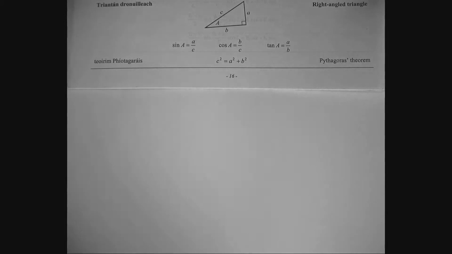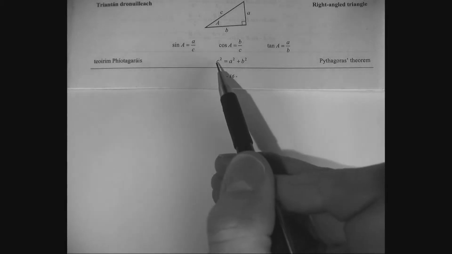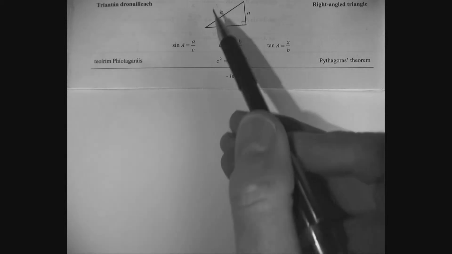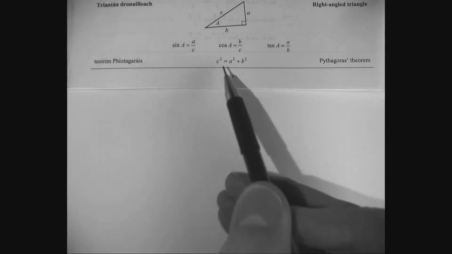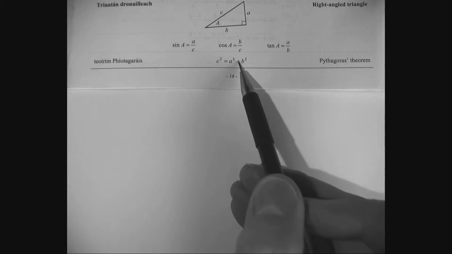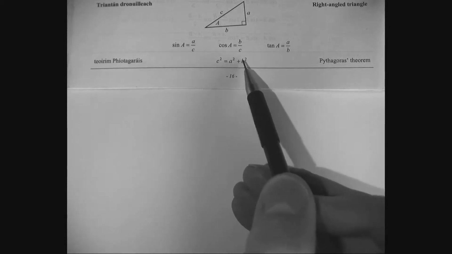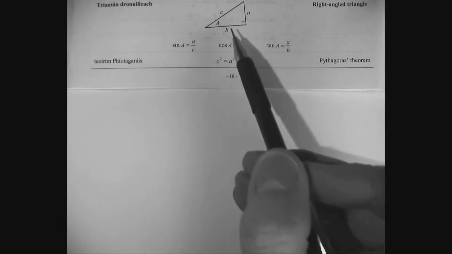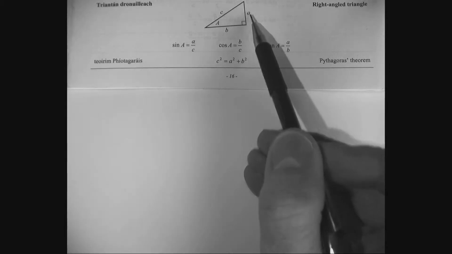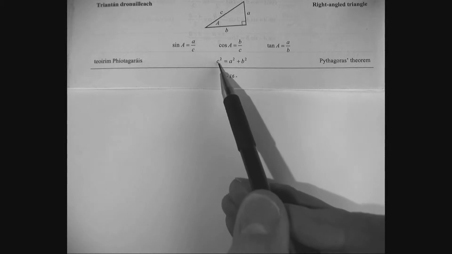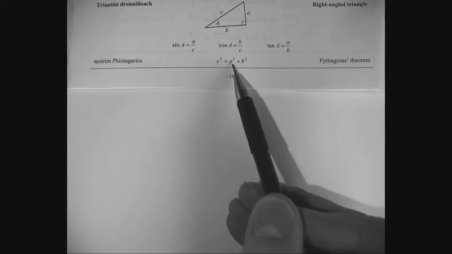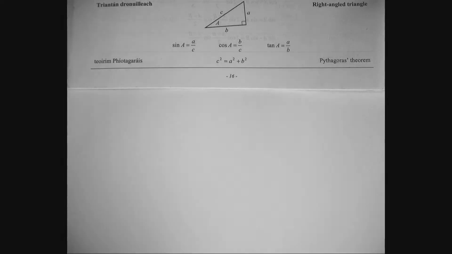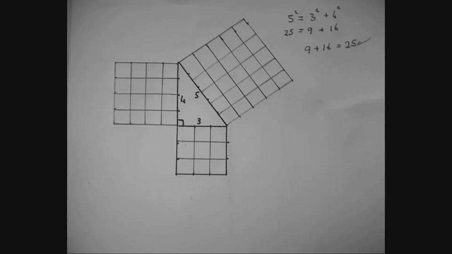Pythagoras' theorem. Pythagoras' theorem tells us that the square of the hypotenuse is equal to the sum of the squares of the other two sides. So the square of c is equal to the square of a plus the square of b. I have a cartoon here to illustrate this.